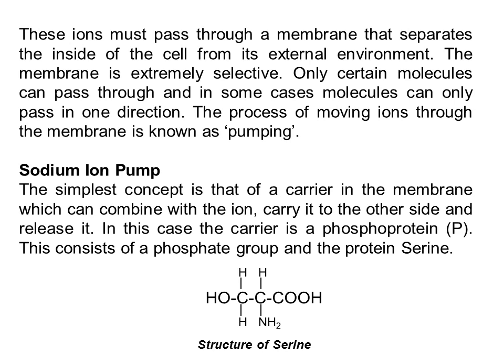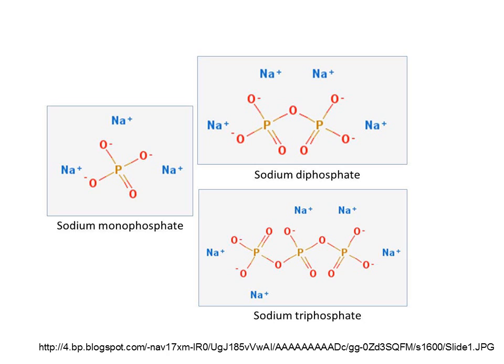So in this case, the carrier is a phosphoprotein, and this consists of a phosphate group with the protein serine, and serine is shown in this diagram here. So there's different types of sodium phosphates. You have mono, which is depicted here, sodium monophosphate, so there's one phosphorus group here. Sodium diphosphate, so again there's two phosphates bridged by an oxygen, and sodium triphosphate, so you have 1, 2, 3 phosphates, and again bridged by oxygens.